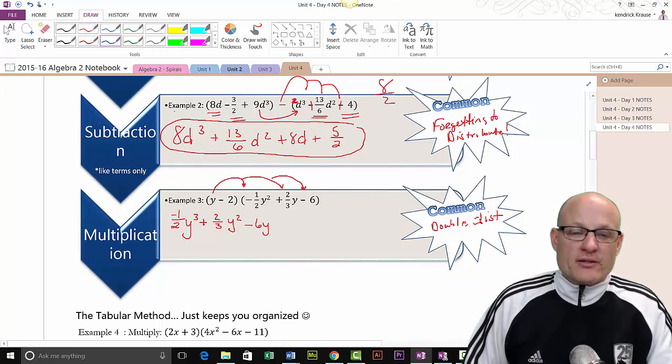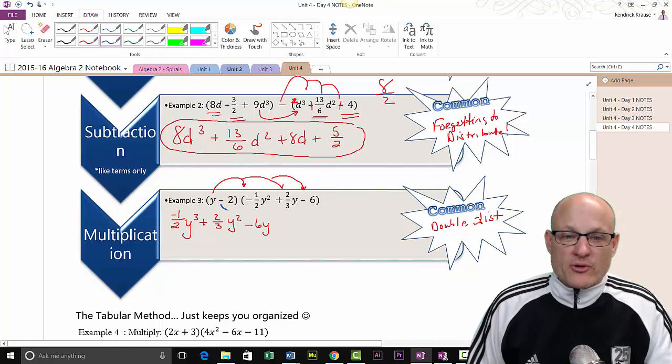And then I'm going to distribute. Now, to be careful, the thing I'm distributing is the -2. So you got to be careful of that. So that's positive y squared. Why y squared? Because -2 times -1/2 is 1, and it's positive. And then negative 2 times 2/3 is -4/3 y, and then positive 12. So there's the double distribute part.